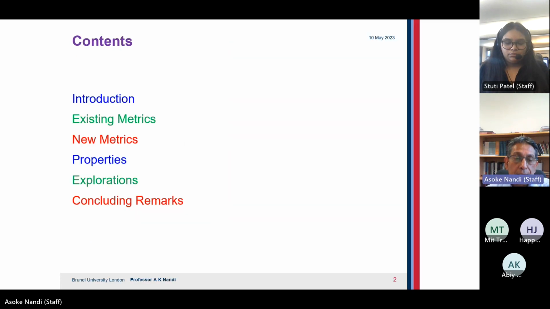So this is the structure of the talk. There will be an introduction. It's an introduction to what the problem is about and a little bit of context as well. And then there are already ways people have been doing these things, and that's the next bit, existing metrics. And I'll show you what the issues are in there. And then there are the new metrics. The existing ones already existed, and the new metrics, well, they were only published this year. So these are very new results that you'll be seeing.